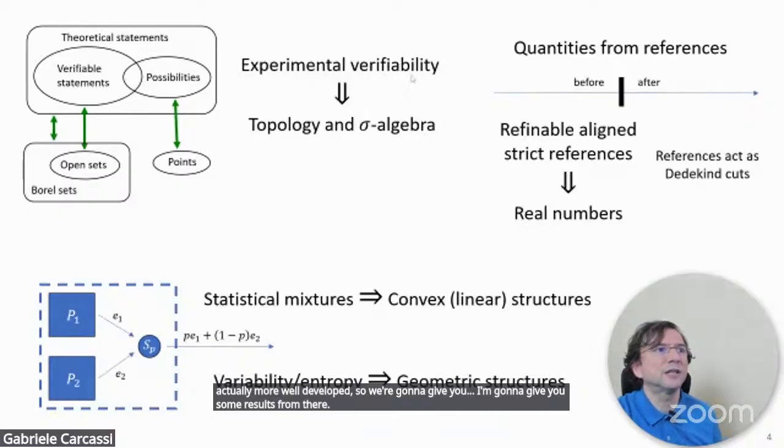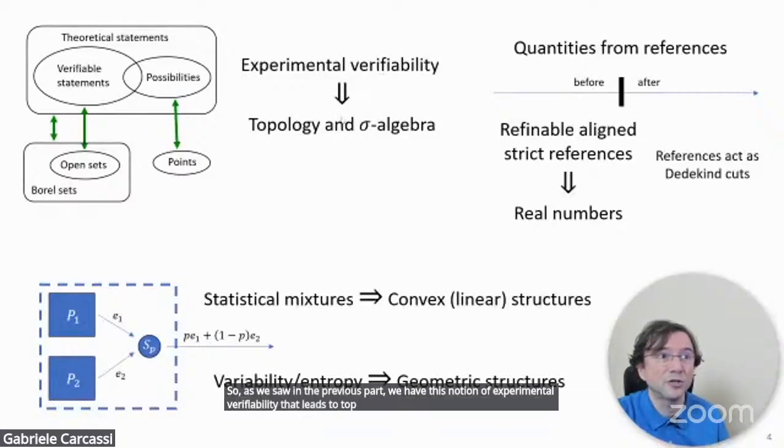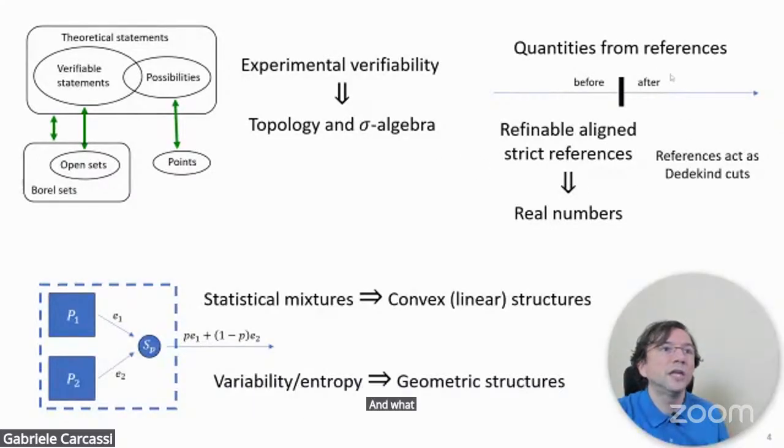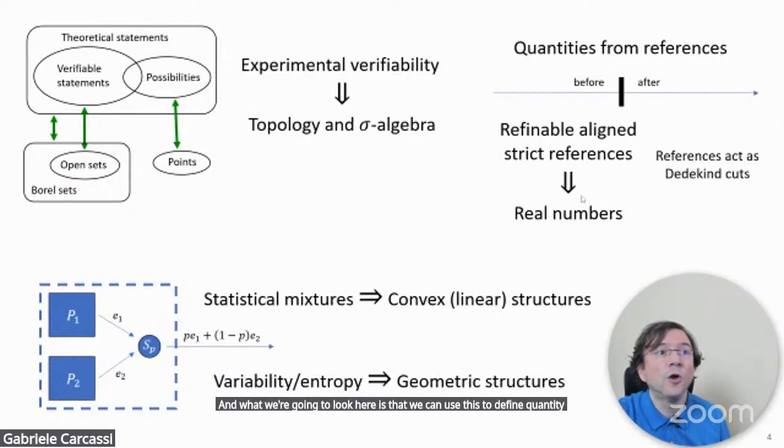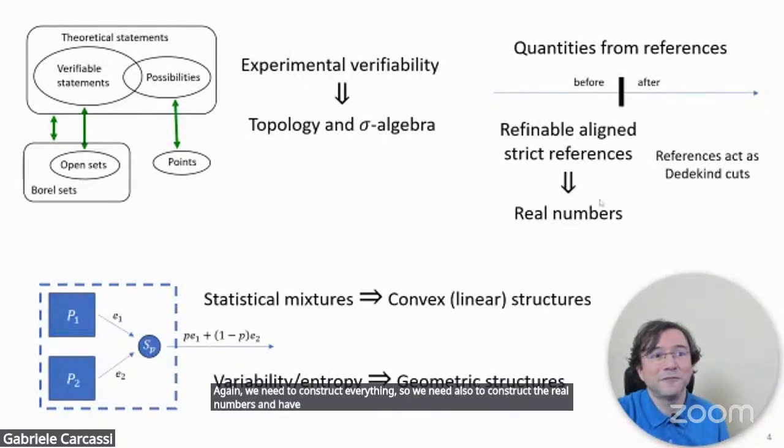So as we saw in the previous part, we have this notion of experimental verifiability that leads to topologies in sigma algebra. And what we're going to look at here is that we can use this to define quantity from references. So again, we need to construct everything. So we also need to construct the real numbers and have physically meaningful assumptions that are modeling something that gets us to the real numbers.